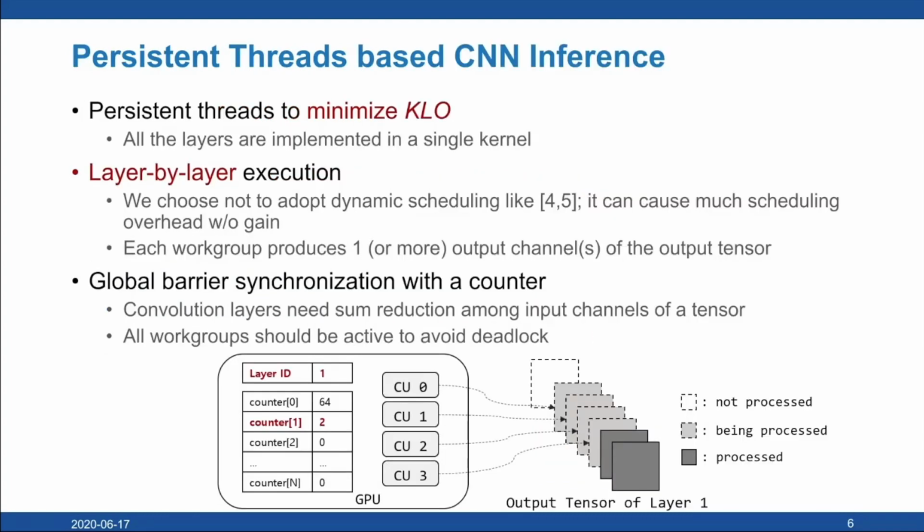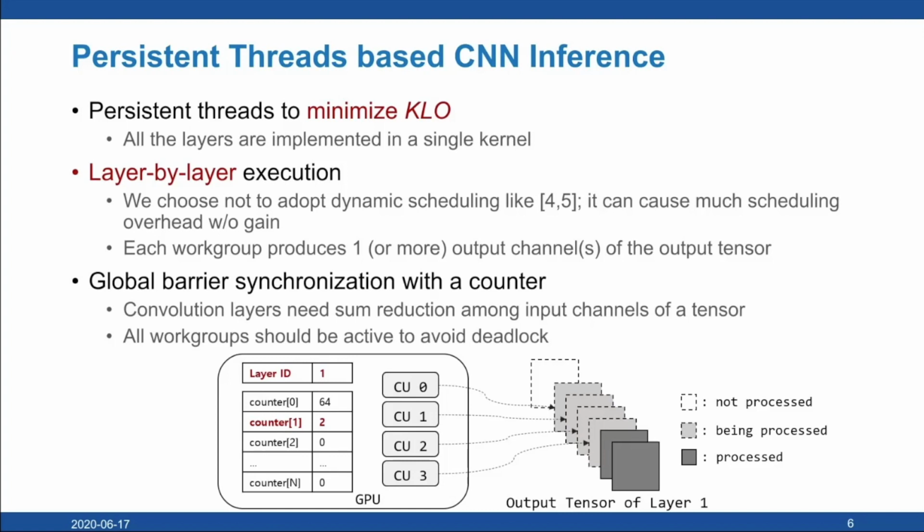To minimize effective kernel launch overhead, we adopt persistent threads. It is basically a mega kernel approach where all the layers are implemented in a single kernel. In contrast to the original mega kernel, where kernels or layers are executed concurrently, a CNN is executed layer by layer in our inference engine, not using any dynamic scheduling in task queues. That's because they cause overhead without any gain on a mobile GPU, as the number of computing units is small.